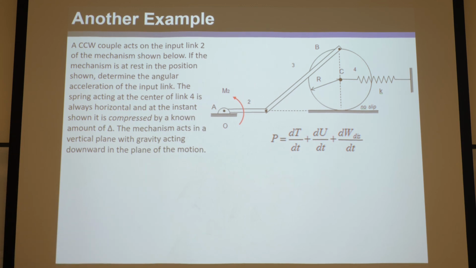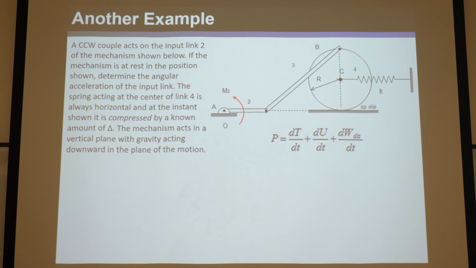Let's find the angular acceleration of the input link. So they want to find alpha 2 is what they're asking. The spring acting at the center of link 4 is always horizontal, which is how it's drawn there. And at the instant shown, it is compressed by a known amount delta. So remember, if it began at L naught and it's now length L at that instant, L minus L naught is what delta is.